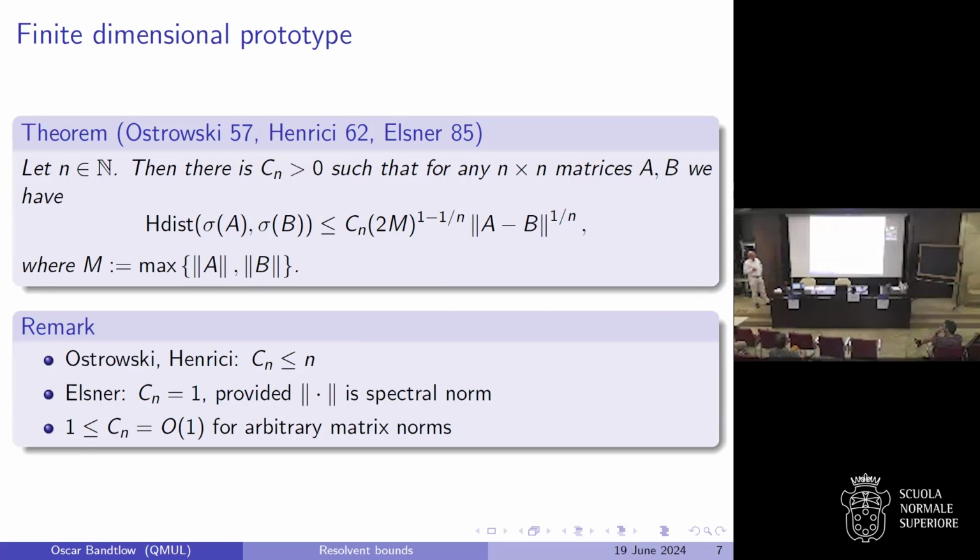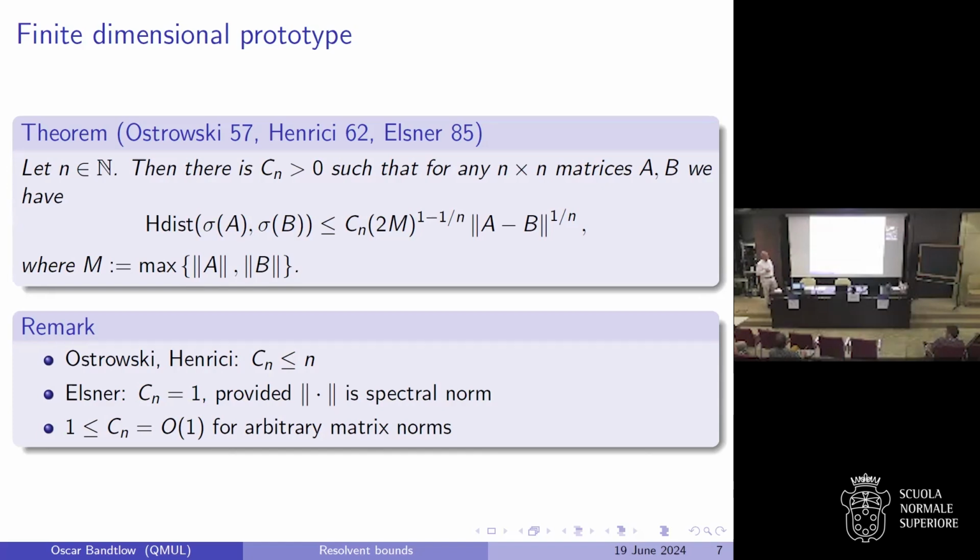In 85, Ludwig Elsner gave the optimal bound, but only provided that this is the spectral norm. Okay, so what is the spectral norm? The spectral norm is the operator norm when you think of the underlying n-dimensional space as a Hilbert space. So this is simply the usual L2 operator norm. And in this case, it is important because if these two bars here designate any arbitrary matrix norm, then this constant 1 need not be true.